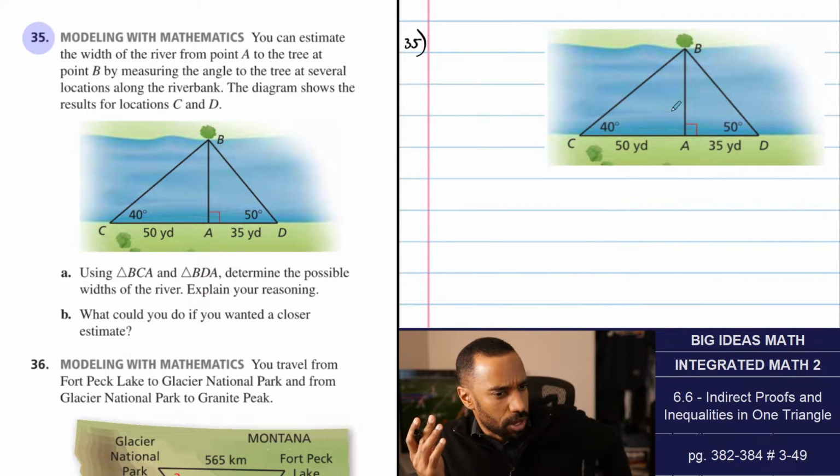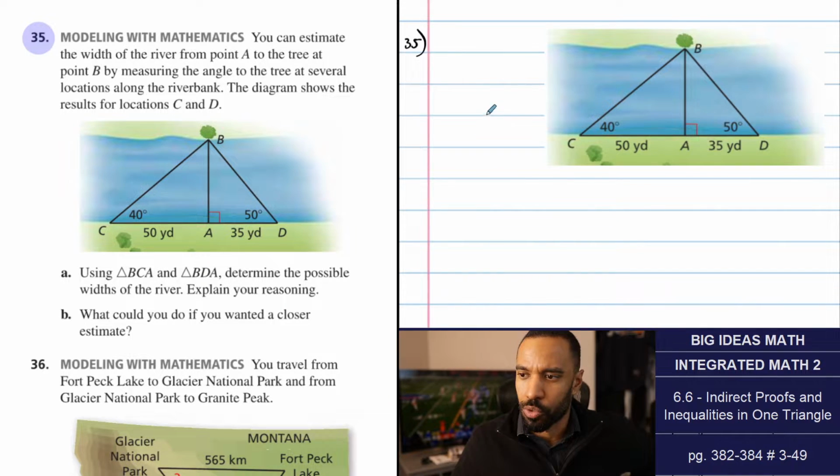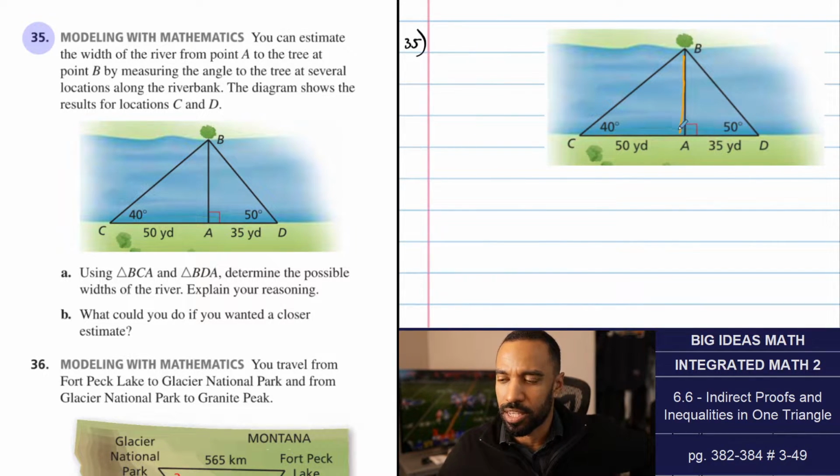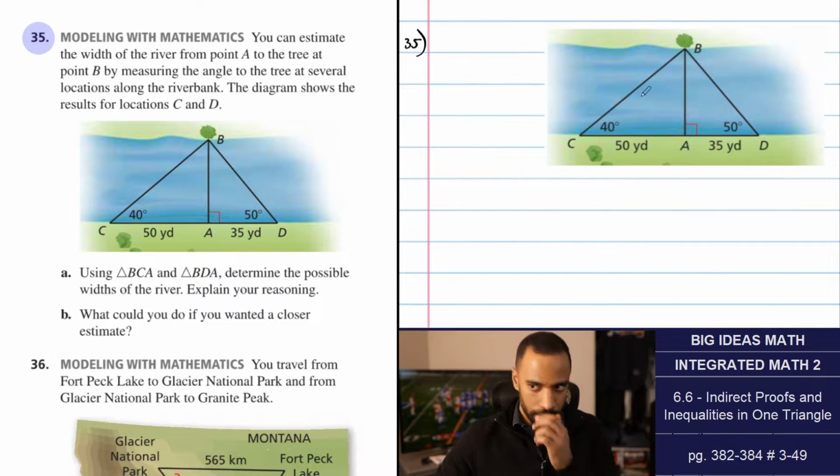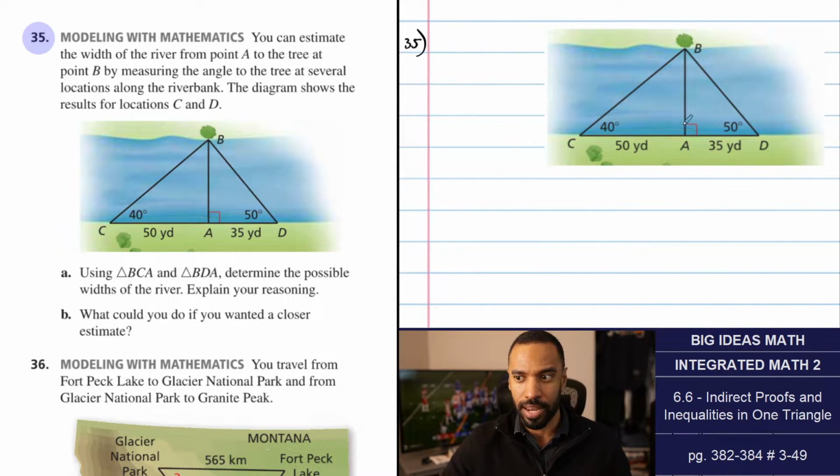All right, so we have this. Okay, what do they want? Using the triangles to determine the possible widths of the river. So we're trying to figure out what could possibly be here based on what this is. So here's the thing. We have two different triangles, right? These are right angles, by the way.